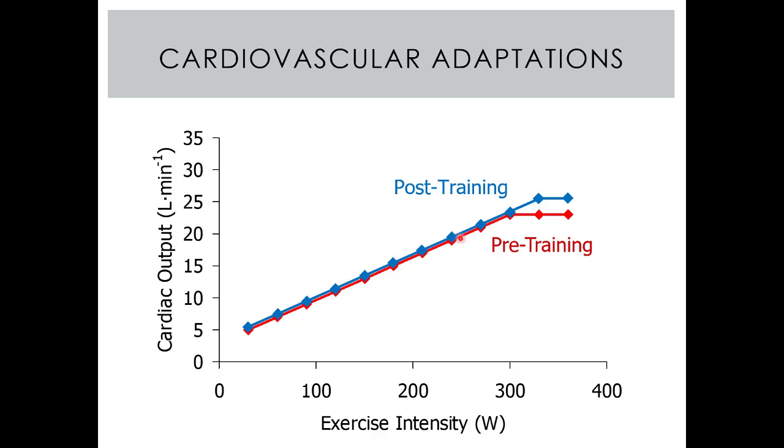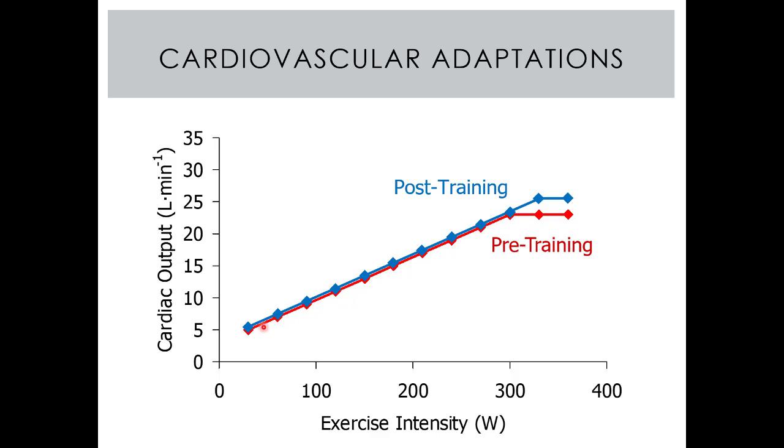First, submaximal cardiac output does not change from pre to post training. You can see that the pre and post training lines are overlapped at submaximal levels. Why? Well, let's take a look at the underlying factors of submaximal cardiac output, which would be submaximal heart rate and submaximal stroke volume. As we indicated in the last two slides, submaximal heart rate decreases with training, while submaximal stroke volume increases with training. Thus, these factors offset one another, resulting in no change in submaximal cardiac output.